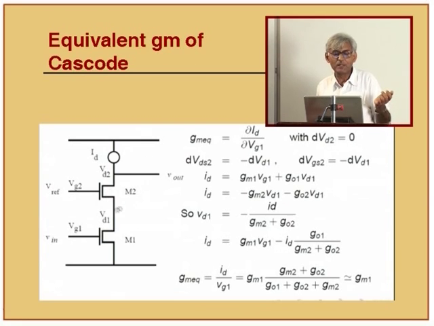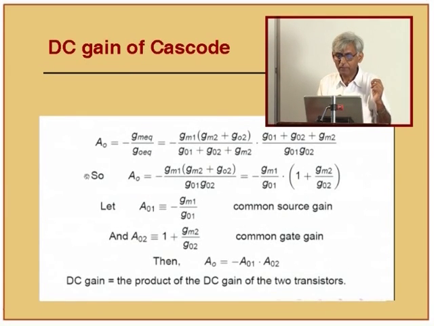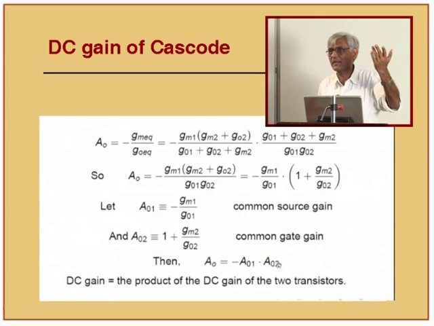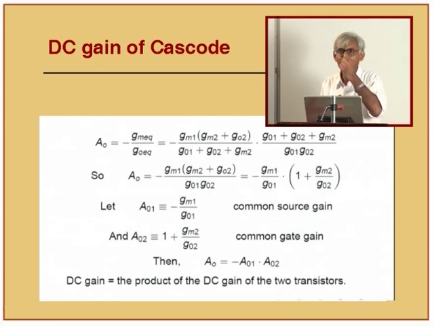On the other hand, the G0 is multiplied by the common base, common gate gain of this transistor, okay? So G0 is improved, GM remains the same. So the overall gain is therefore the product of the two gains, okay? GM remained the same, G0 got reduced, R0 got multiplied, therefore the gain also got multiplied, right? So this is the product of the two gains. So in short, the gain is the product of the two gains, and the GM is the same.